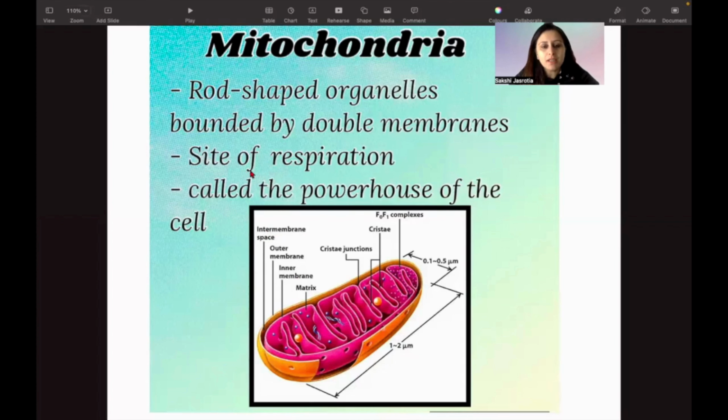Now, this is the site of respiration. Respiration is a very, very important part of all the cells, as because of that, the ATP is released, the energy is released, and without energy, none of the cells can perform their own functions, right? So that is why it is also called the powerhouse of the cell.